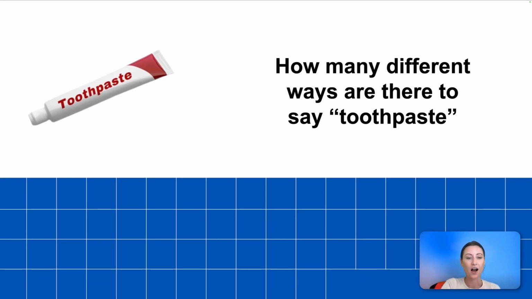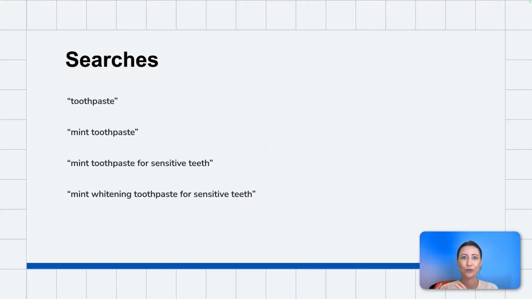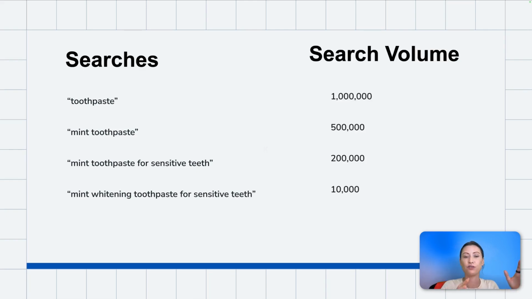But in reality, there are hundreds of different ways to search and find toothpaste. We have toothpaste, we have mint toothpaste for sensitive teeth, mint whitening toothpaste for sensitive teeth cleaner. There are hundreds of different keywords that you could advertise on that are related to your product. This is incredibly important to understand because there's other variables that are also going to influence your ads with this type of product. So, my searches may be toothpaste, mint toothpaste for sensitive teeth. My search volume is going to be different for each of those terms. Everyone is going to think to type in toothpaste.